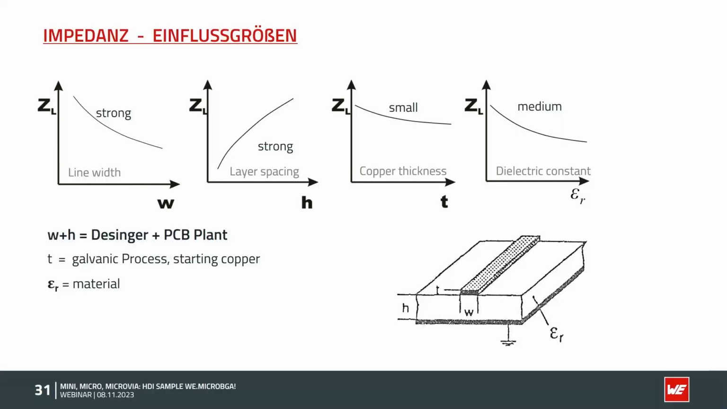is also small. So our most important factors to change in the design are the line width and the layer spacing. And these points are opposite to each other. The wider the track gets, the lower the impedance gets, and you can accommodate this with higher layer spacing, meaning dielectric thickness.